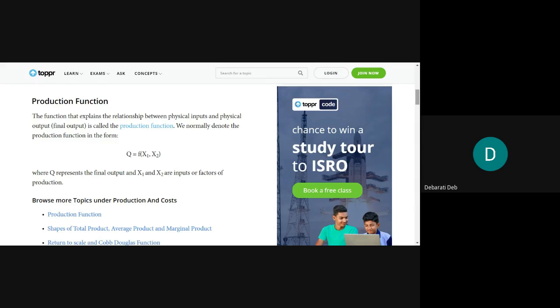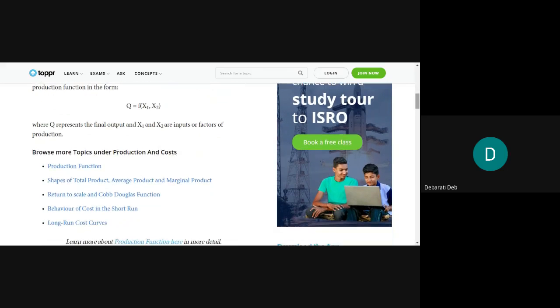This is a mathematical representation. We normally denote the production function in the form which you can see on your screen. When we start doing the sums, you will see that Q as a function of some other elements will be given to you. As a function means Q will be represented as an equation of certain other elements. It can be x1, x2, it can be L, C, depending on the type of the production process.